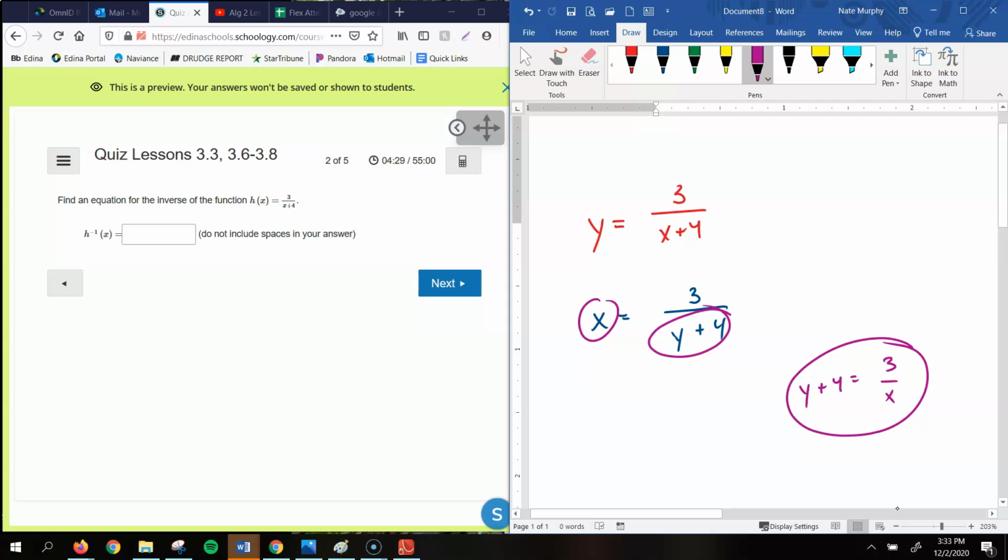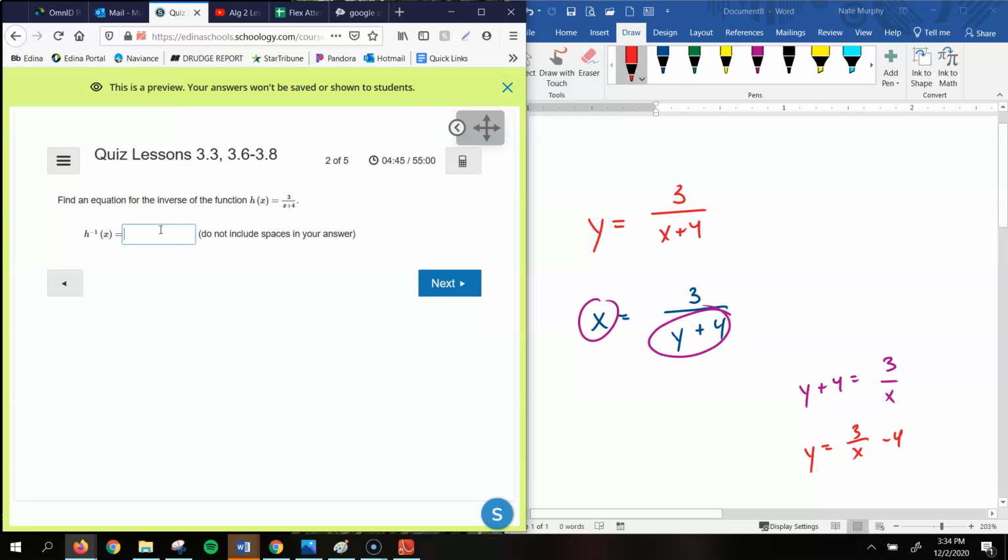So that's not our answer, though. We want to get the y by itself. So I have y plus 4 equals 3 over x. Now I'm going to subtract 4 from both sides. So I'd get y equals 3 over x minus 4. When I go to type that in, we're not going to put any spaces here. So just type it in as 3 divided by x minus 4.